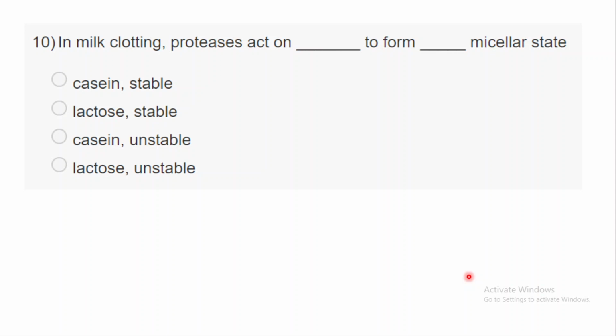Comment below the correct answer. This is the last question, guys. So people who have not come forward to answer, I will encourage all of them to answer. What do you think will be the correct answer? In the milk clotting process, there are proteases acting on dash to form dash micellar state.